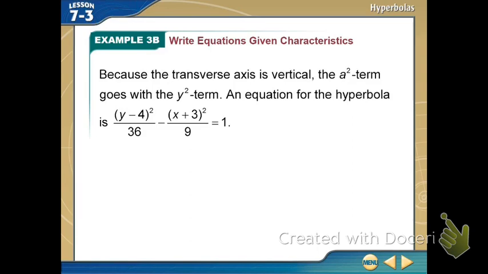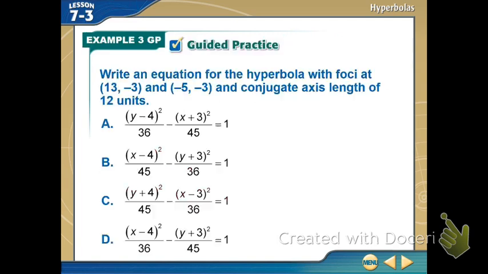So again, this is h and this is k. This is the distance up and down that I traveled, 6 spaces up and 6 spaces down. This is the distance that I traveled right and left. And I plug those into my equation and I solve. So that's the equation for this one.